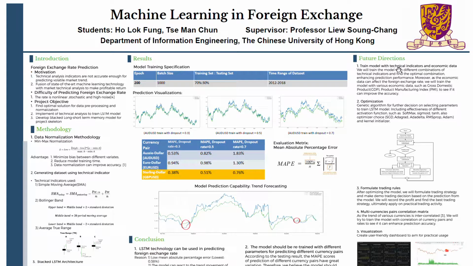In the future direction, we will train the model with different combinations of technical indicators and economic data. The reason why we would like to train the model using economic data is that economic data can affect the rate of currency exchange greatly in the long term, and that's why we want the model to take economic data like the gross domestic product and the purchasing manufacturing index into account.